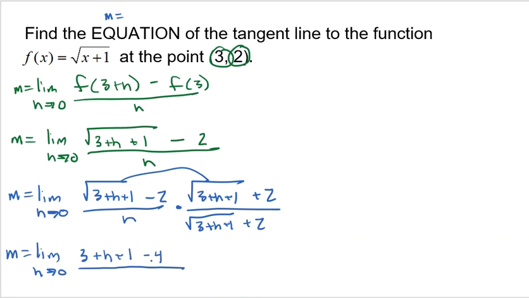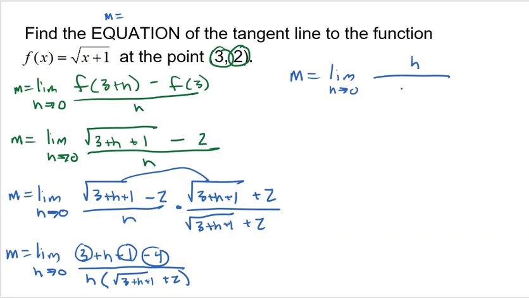All divided by, now be very careful, in the denominator I have h times the square root of 3 plus h plus 1 plus 2. Don't ever do anything in that denominator. Now I'm going to come up here and continue on my work, but let's see here. 3 plus 1 is 4. 4 minus 4 is 0. So all that's left in the numerator is h. And the denominator I have h times the square root of 3 plus h plus 1 plus 2. Those h's are going to cancel.